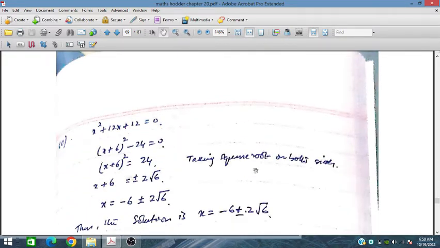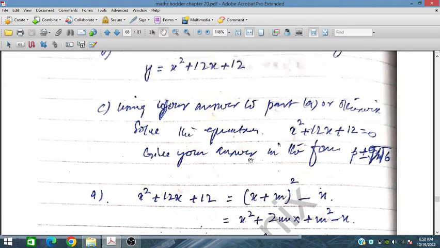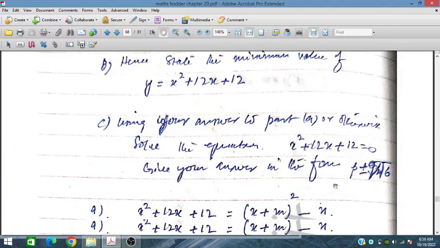So in part C, using your answer to part A or otherwise, solve the equation. Give your answer in the form P plus minus Q under root 6. This is under root 6, this is Q, and this is P plus minus.